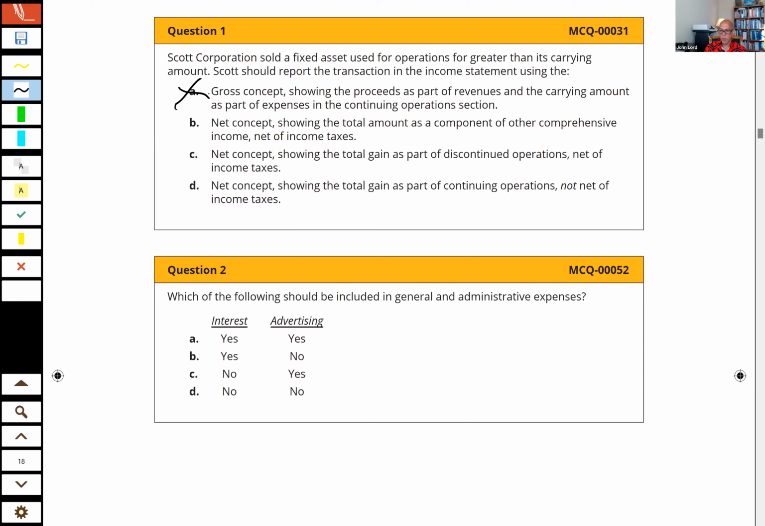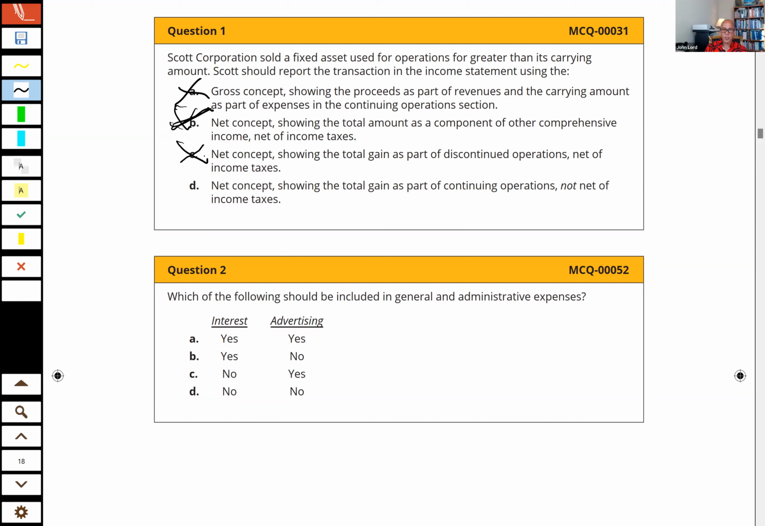Have we talked about other comprehensive income being reported on the income statement? No. So B is not right, because there was nowhere where we talked about other comprehensive income, let alone it being one of the major primary sections of the income statement. So then we get to C, net concept showing the total gain is part of discontinued operations, net of income tax. No. I said we're not going to worry about discontinued operations at this time.